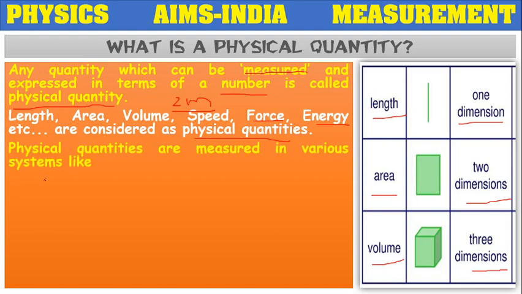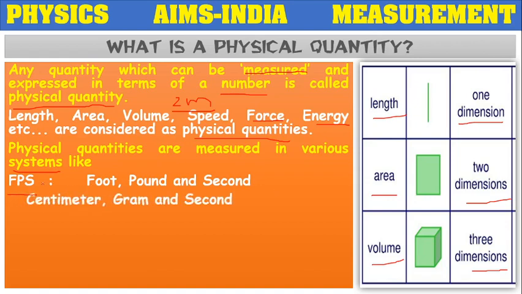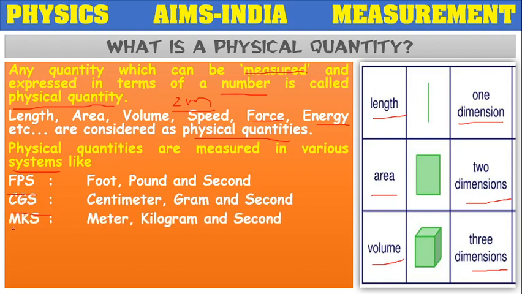These physical quantities can be measured in various systems. In olden days we had a system like FPS, where foot stands for length, pound stands for mass, second stands for time. Length is measured in foot, mass is measured in pounds, and time is measured in seconds. That system is known as the FPS system. CGS system: centimeter, gram, second. MK system: meter, kilogram, second. These 3 were the old systems.